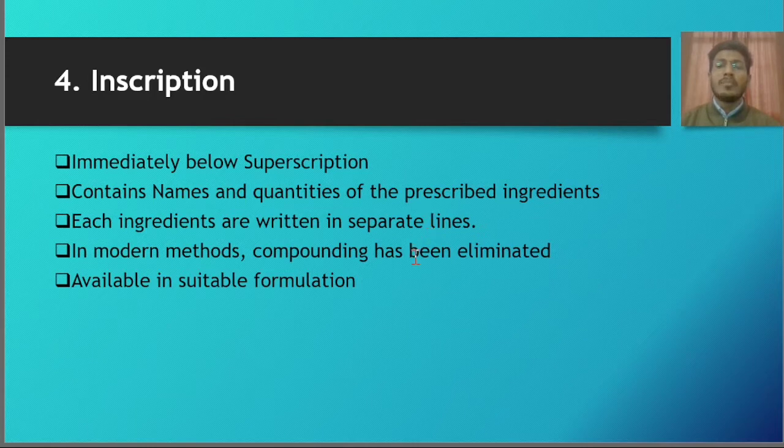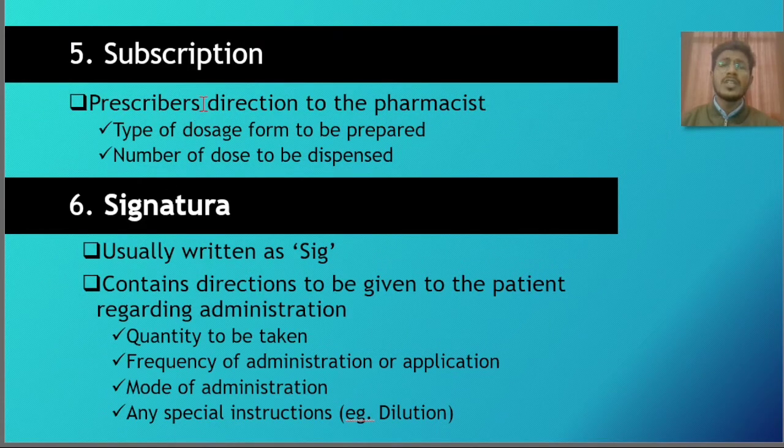In modern methods, compounding has been eliminated, because all the formulations are nowadays readily available in dosage form. After inscription comes the subscription. Subscription is the section where the prescriber's directions to the pharmacist regarding the type of dosage form that should be prepared for the patient, and the number of doses to be dispensed to the patient, are mentioned. All these details for the pharmacist from the prescriber are directly mentioned under the heading subscription.